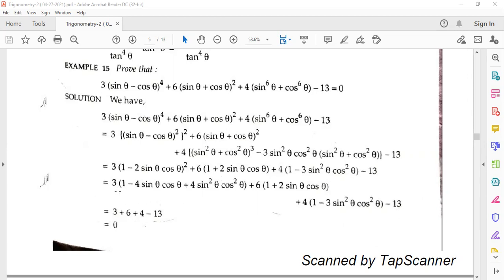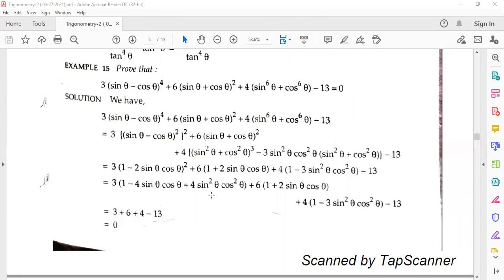Now if we multiply by 3 this part, multiply by 6 this part and multiply by 4 this part, then this 3 into minus 4 sin theta cos theta here will be minus 12 sin theta cos theta. And when we multiply 6 into 2 sin theta cos theta, there will be plus 12 sin theta cos theta. This minus 12 sin theta cos theta and this plus 12 sin theta cos theta will cancel.